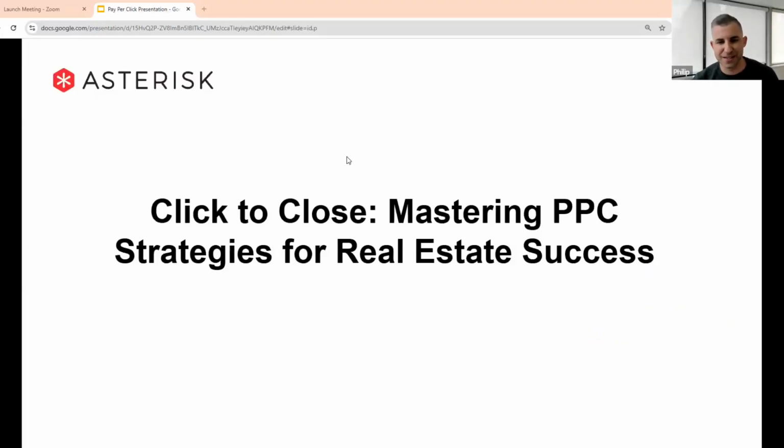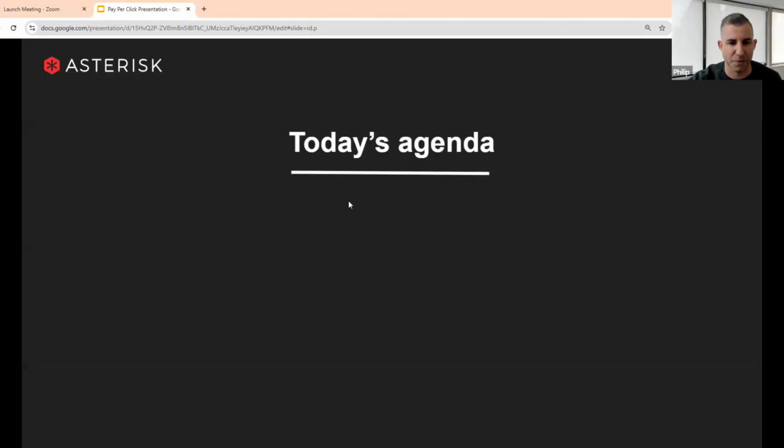Like Greg mentioned, this is all about pay-per-click. It's a big topic. I'm going to try to stay a little bit high level. There's some nitty-gritty we'll get into, more the techie side, but I'll try to cover most of the high-level stuff. And here's the agenda. Let's just go into that.